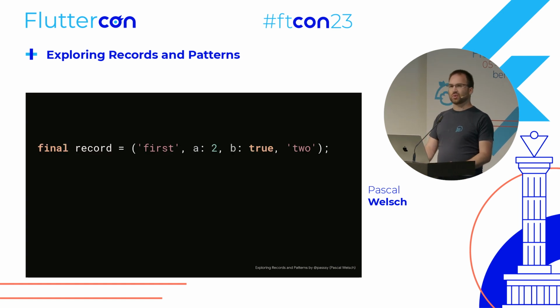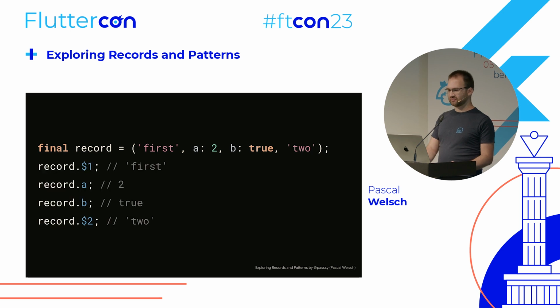A record can be quite complex. So this here is a record with two positional string arguments and two named, a and b. And we can access those fields with the $ sign if it's positional. Note, it starts with a 1, not a 0. And the named arguments, like normal fields on any class, a and b.